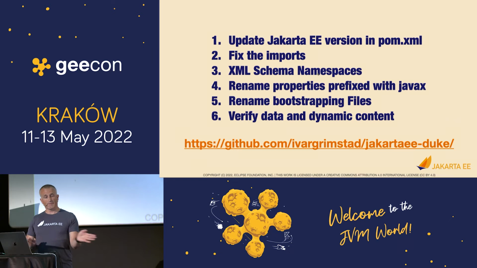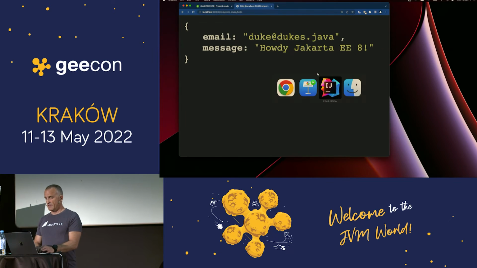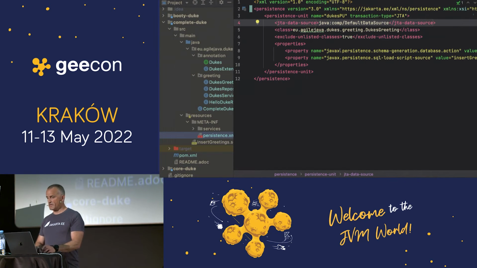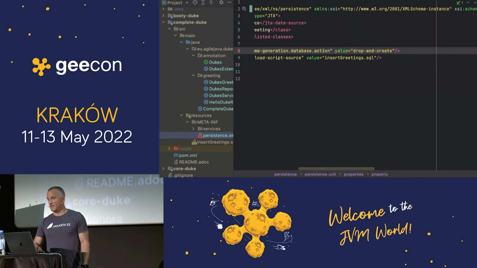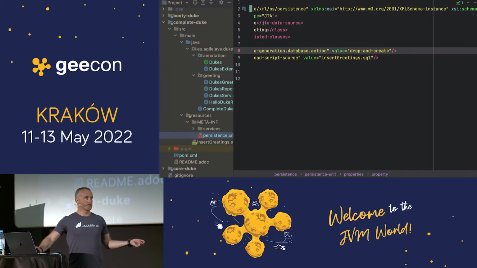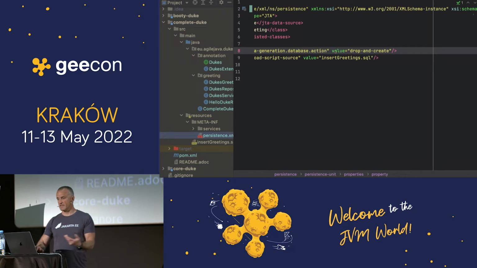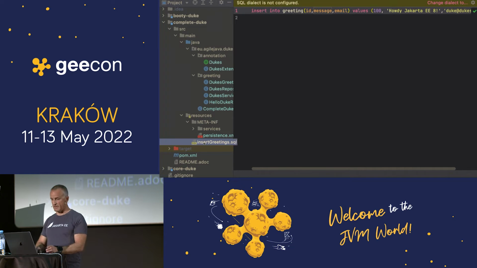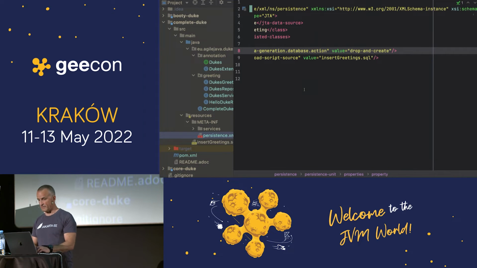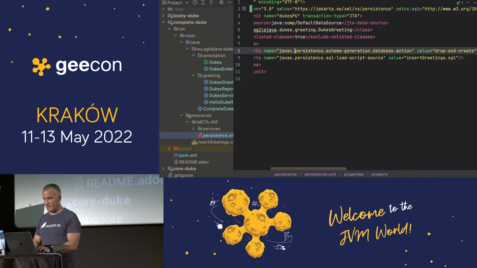So step 4 is to look at the properties prefixed with javax. And if you look closely here, in my persistence.xml, I have these javax.persistence.schema-generation properties. So I'm actually creating, every time I start the server, dropping the tables and inserting this greeting message, which is in this file. And this is good for a demo, but you shouldn't do it in production, or at least do it carefully in production.